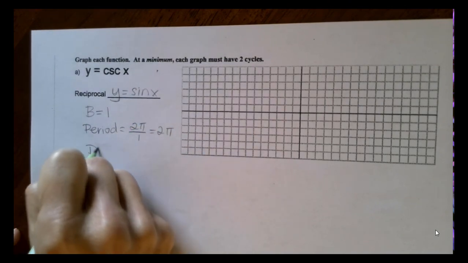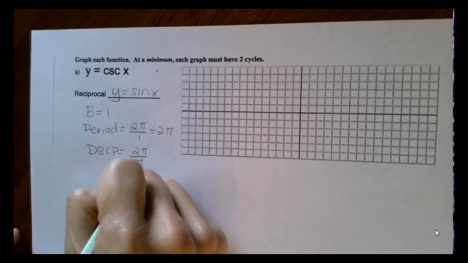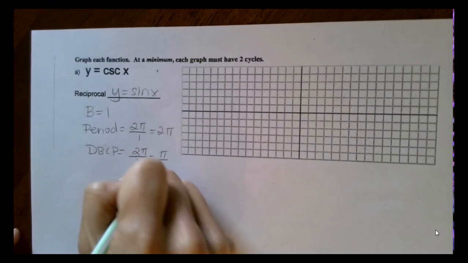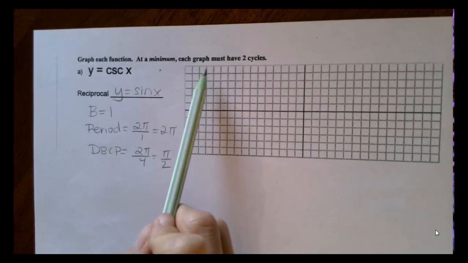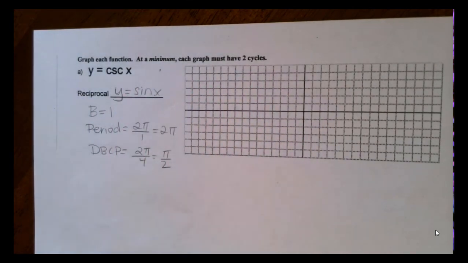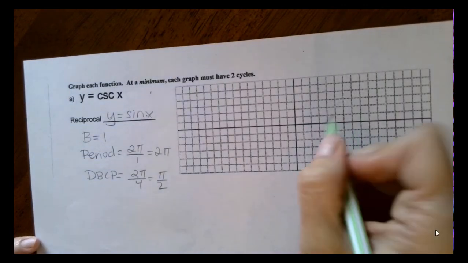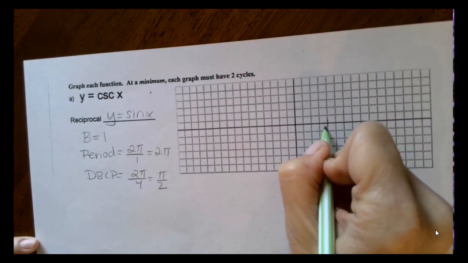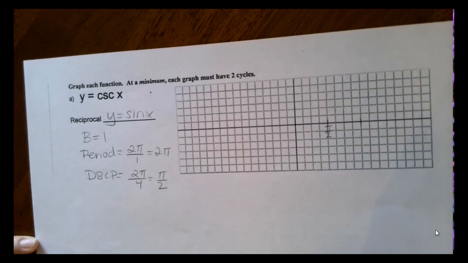The distance between critical points is always the period, which is 2 pi, divided by 4. So the distance between critical points is pi over 2. Even though this says at a minimum each graph must have 2 cycles, I actually today want you to make every scale for all your graphs the same. And in each of these graphs, I want you to make every 4 to be pi over 2. So go ahead and label every 4 distance critical points is pi over 2.